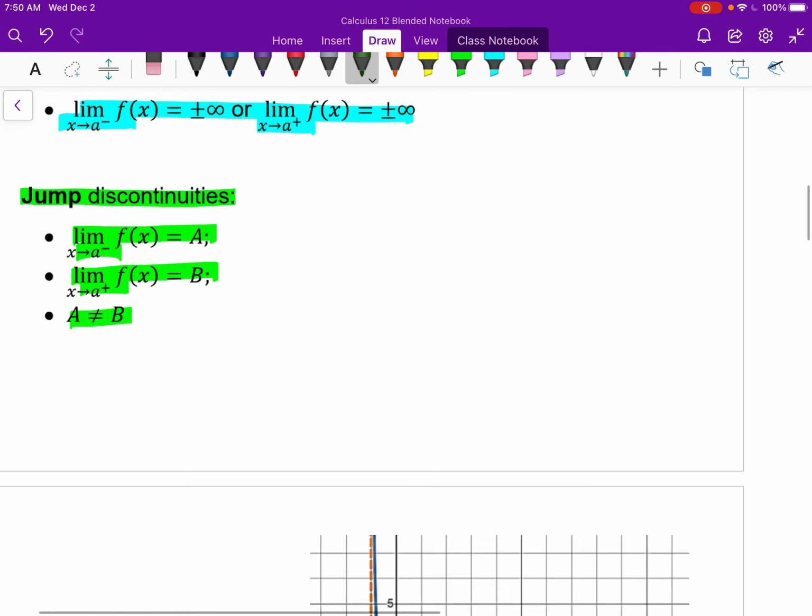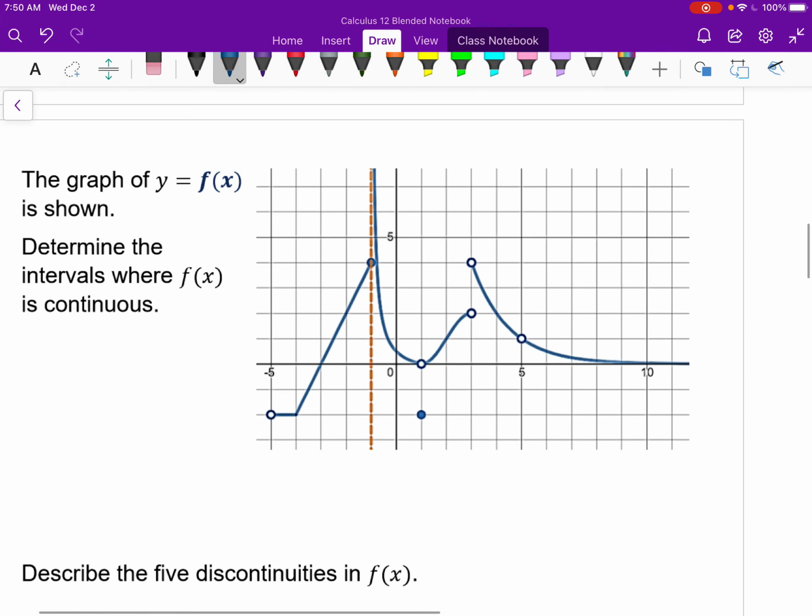So let's look at this function here. Okay, bit of a mess, that's okay. I have a function. First, let's determine where the function is continuous, and then I want to describe the 5 discontinuities. There's 5 discontinuities in here. But first, where is this function continuous?